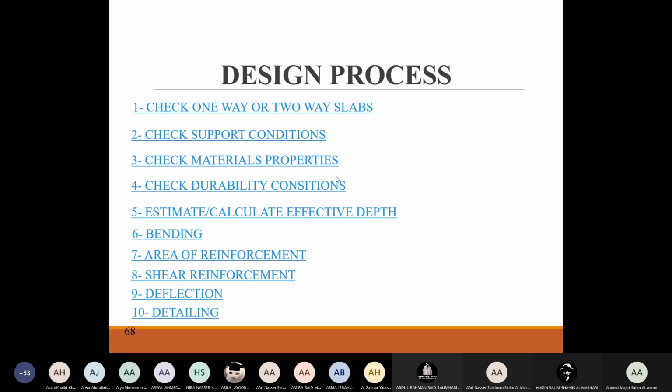Is it important for me to choose the correct properties of materials? Is it important to choose the proper grade of concrete and the proper grade of steel?